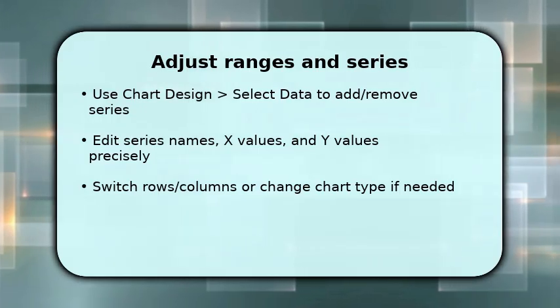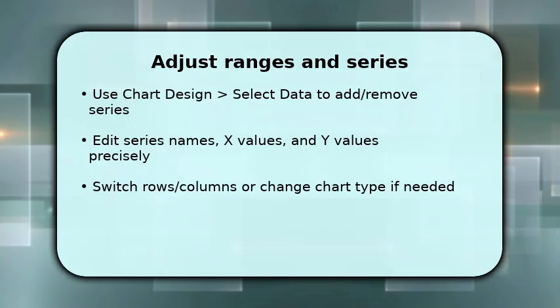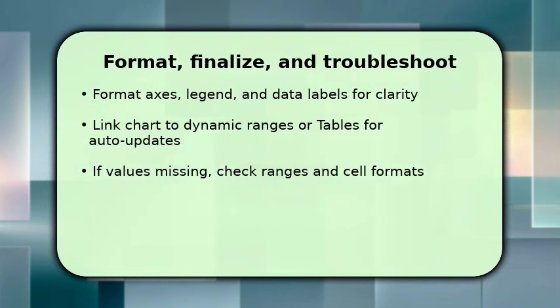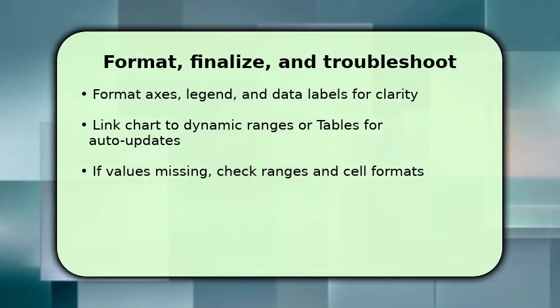Also consider changing the chart type for clarity. These adjustments ensure the visual communicates well. Finish by formatting axes, grid lines, legend, and data labels so the message is clear. Change number formats, axis bounds, or add trend lines if useful.